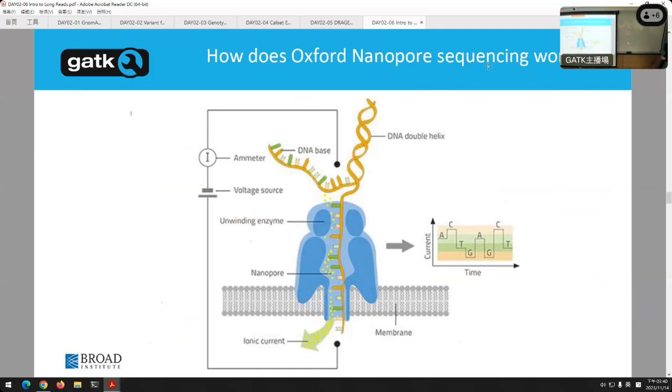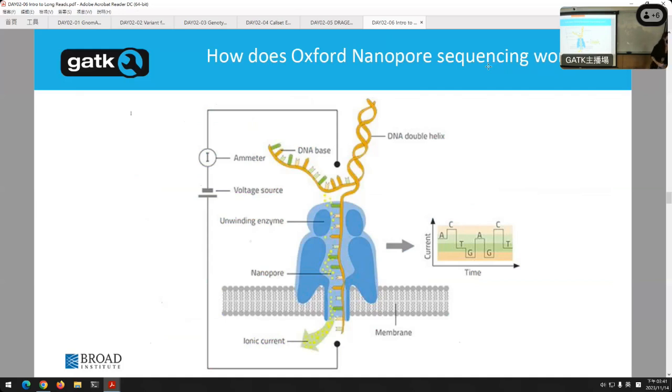Okay, so we've talked about Illumina, we've talked about PacBio, and now let's talk about Oxford Nanopore. And this is a completely different technology. It does not use sequencing by synthesis. Instead, there is a lipid membrane, and there is a voltage that's applied across that membrane. But because it's a lipid membrane, the ions can't pass through that membrane. So the only way that they can pass through is through a very small pore called a nanopore.